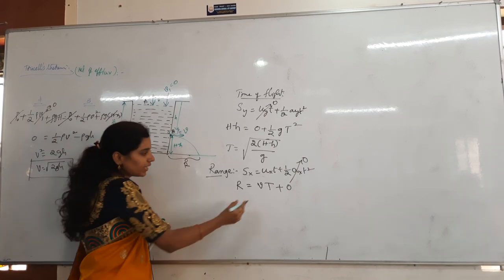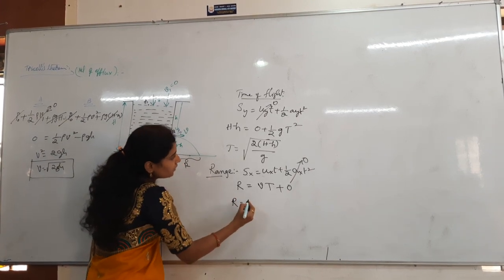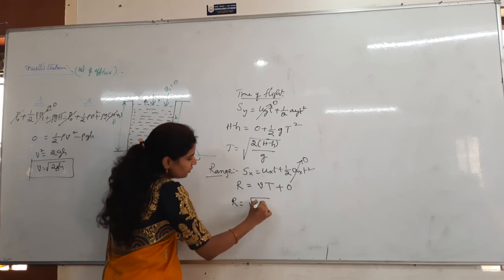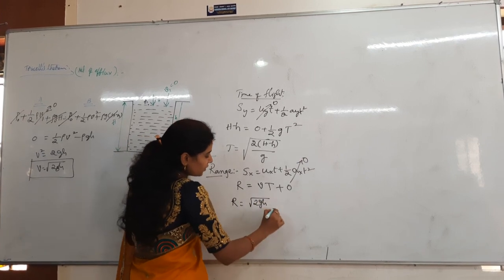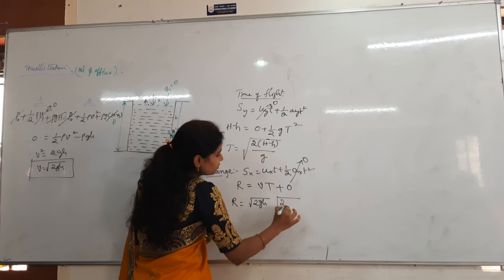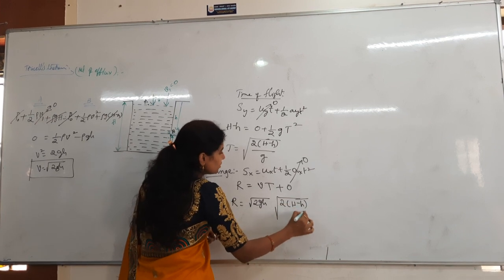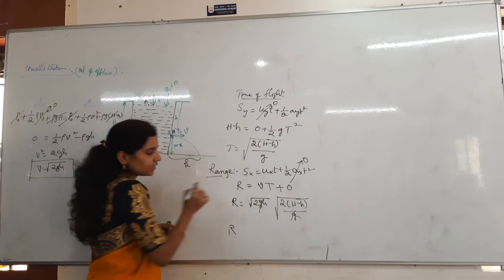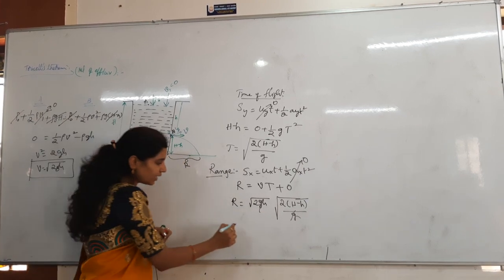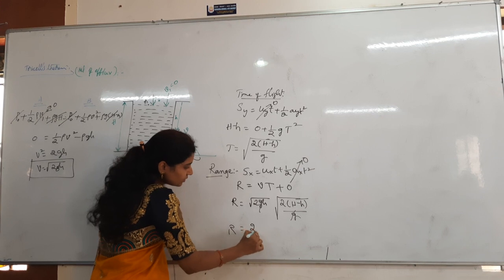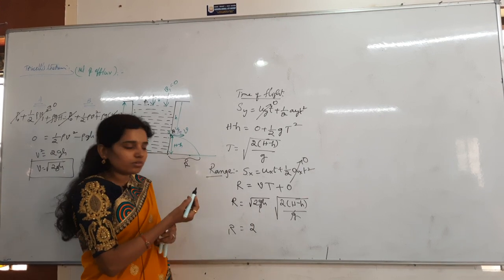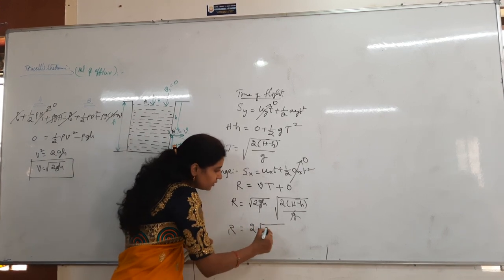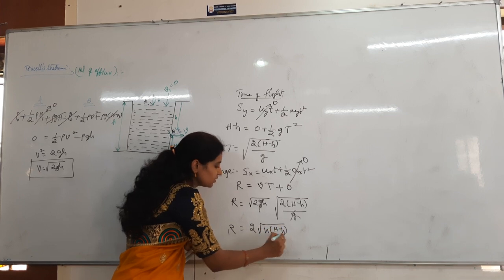So ax becomes 0. Then R is equal to, velocity is how much we got? Under root 2g into h, just before we got. Time of flight is how much? Under root 2 into H minus h divided by g. Then g gets cancelled here, root g. Then what is remaining here? R is equal to just 2, root 2 will be 2, and then what is remaining? Root of h into H minus h.